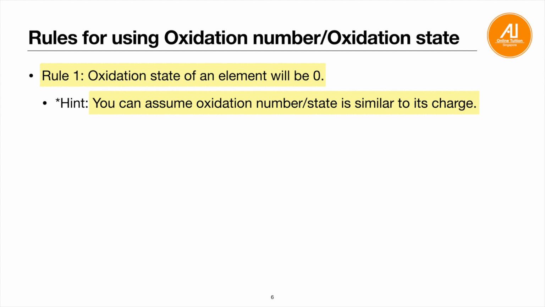So let's look at some examples. Example, what? Copper. Copper element. Is there any charge here? There's nothing, so it's like 0. So the oxidation number of copper element is 0.